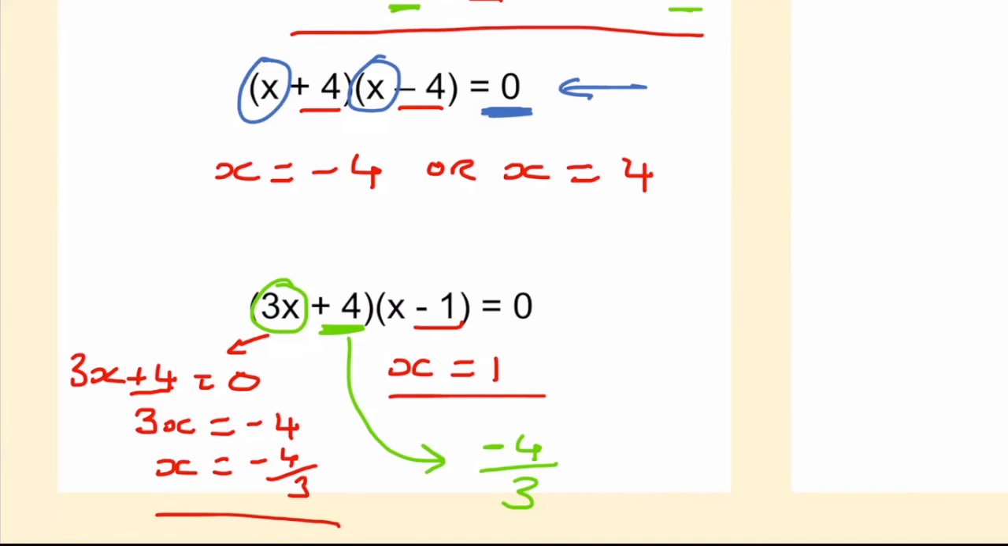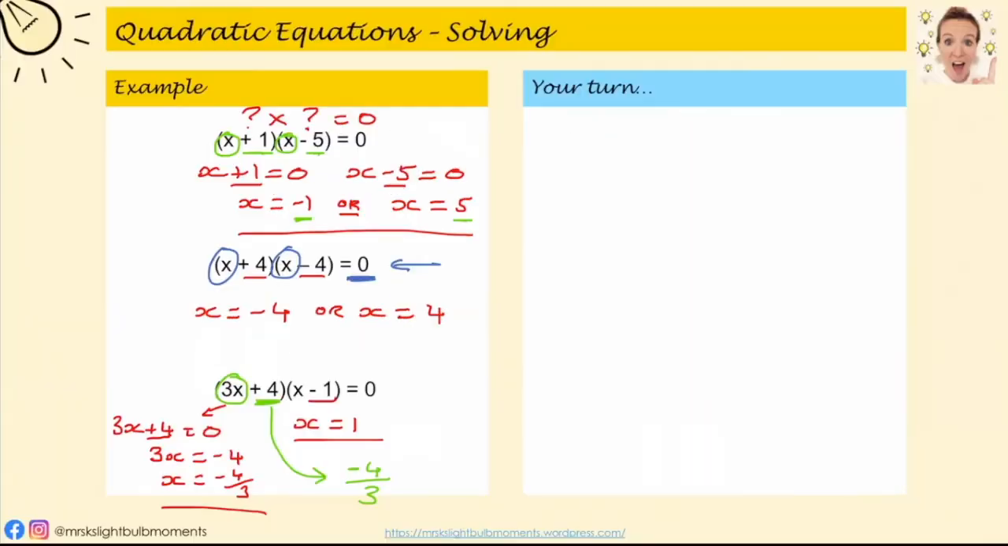All right? You have a go then with these ones. 3 similar questions. I'm giving you just 1 minute for these. Off you go.